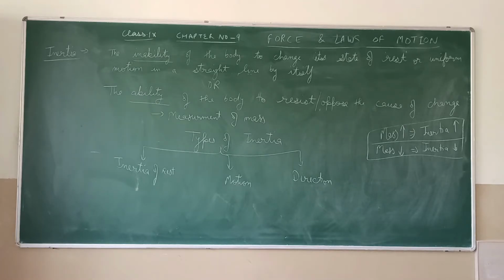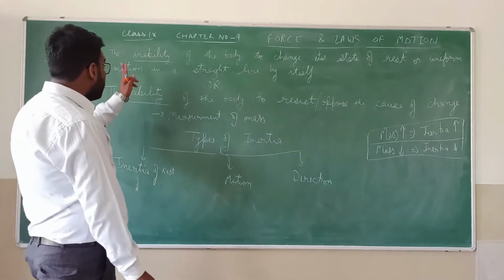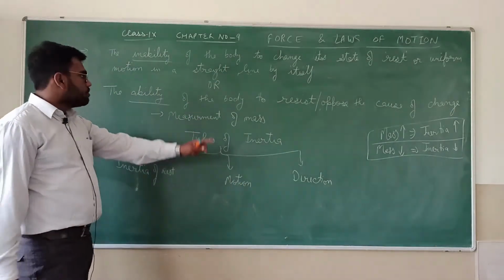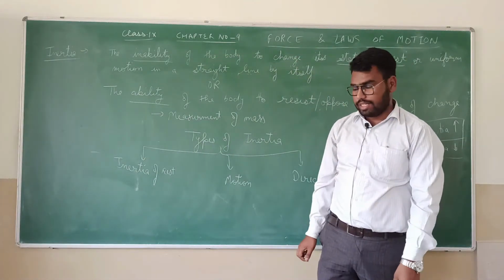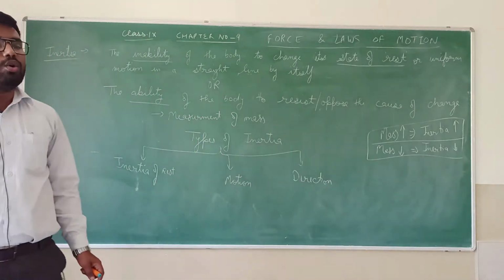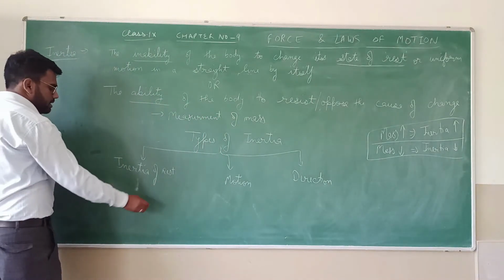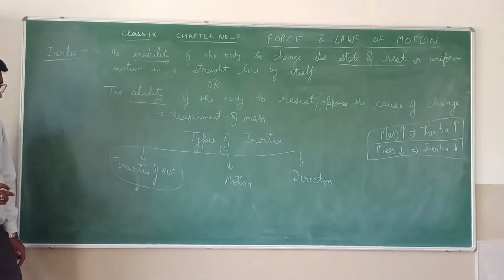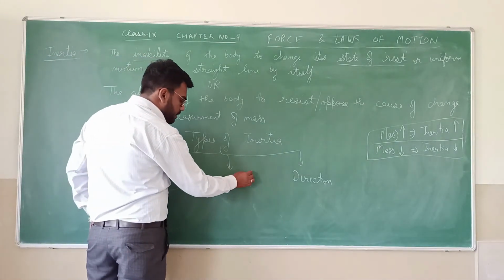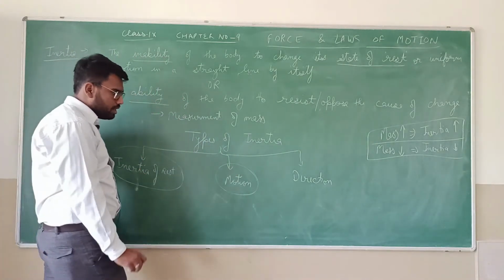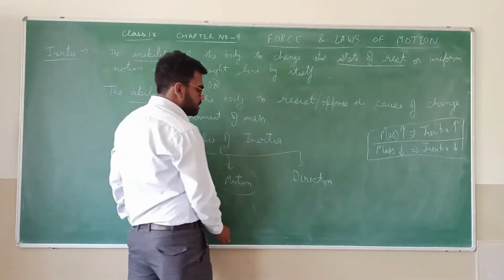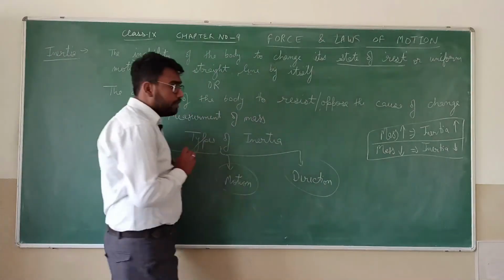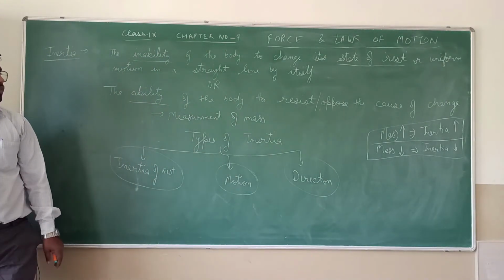There are three types of inertia: inertia of rest, inertia of motion, and inertia of direction. We got these three points from the definition. An object cannot change its state of rest by itself. If an object is at rest, it will always remain at rest. This is called inertia of rest. If an object is in motion, it will always remain in motion. That is called inertia of motion. And if an object is moving in a particular direction in a straight line, it cannot change its direction by itself; it will continue to move in that direction. This is called inertia of direction.